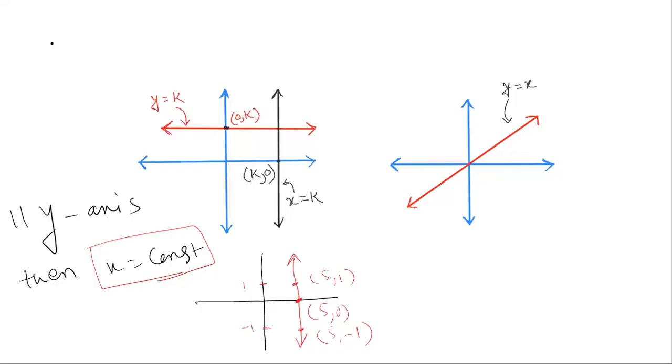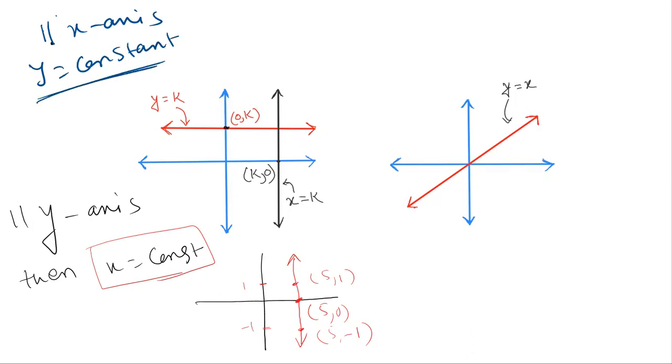I think this is clear. Now, same way, if a graph is parallel to x-axis, then y must be constant. I have drawn the graph. If y equal to constant, then the graph is parallel to x-axis.